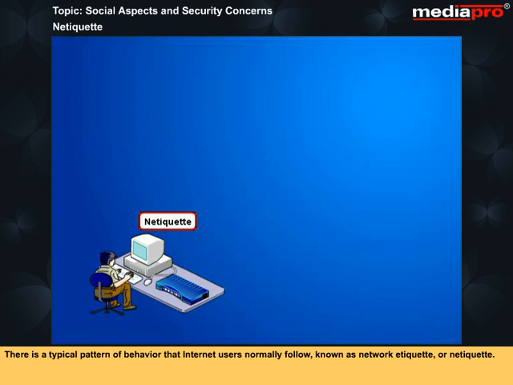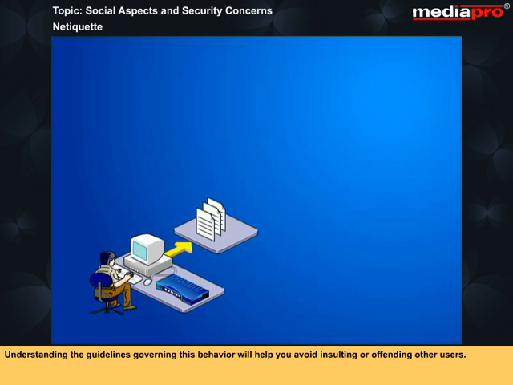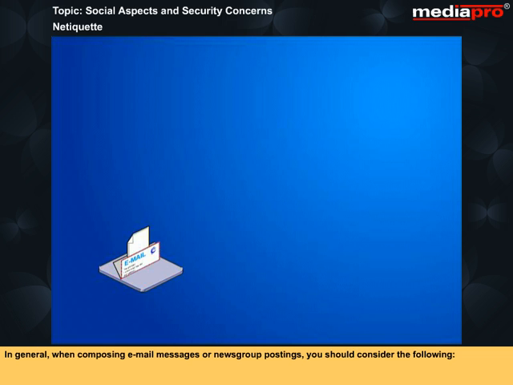There is a typical pattern of behavior that internet users normally follow, known as network etiquette or netiquette. Understanding the guidelines governing this behavior will help you avoid insulting or offending other users. In general, when composing email messages or newsgroup postings, you should consider the following.